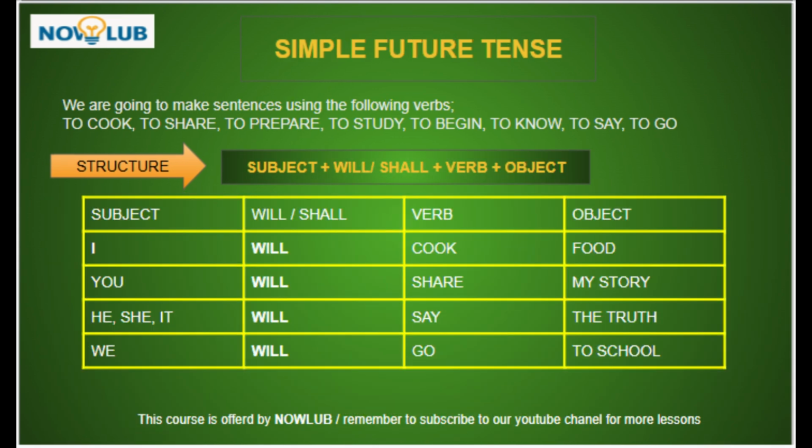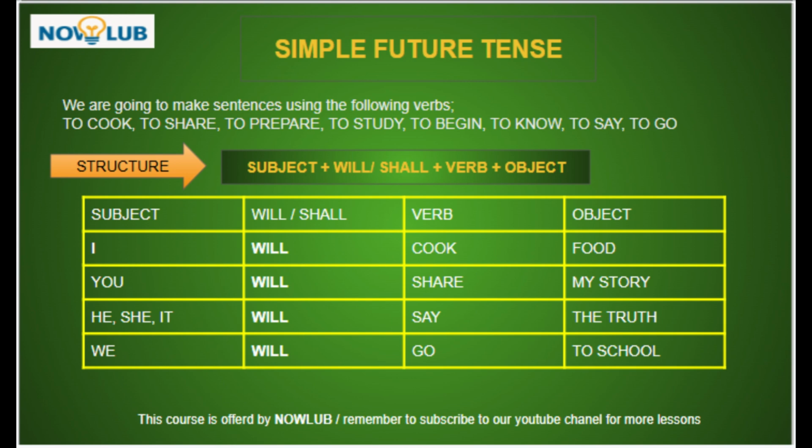Simple future tense. Now, this tense is the easiest tense in English. You will just use the subject plus will or shall plus verb plus the object. You have your verb there, you say directly, I will cook, you will cook, he will cook, I will share, you will share, we will say the truth, and so on. We will go to school. You see, it is very simple.